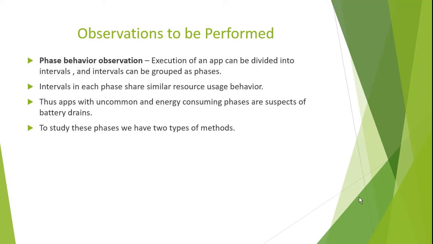The number one observation is phase behavior observation. Basically an app performs a lot of operations, and we can divide an app's operations into several intervals, in which some operations of the app are performed. A group of intervals can be considered as a phase. So a set of operations that are performed by the app can be considered as a phase.